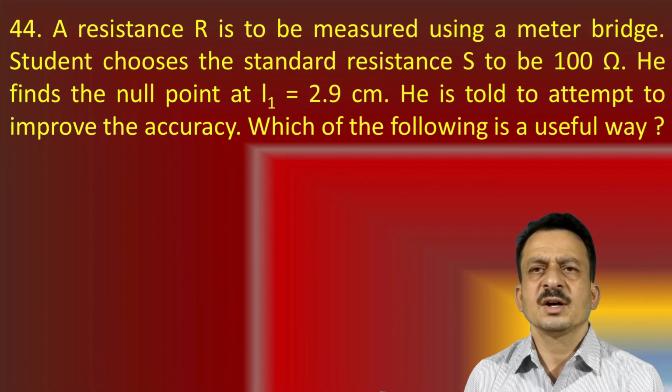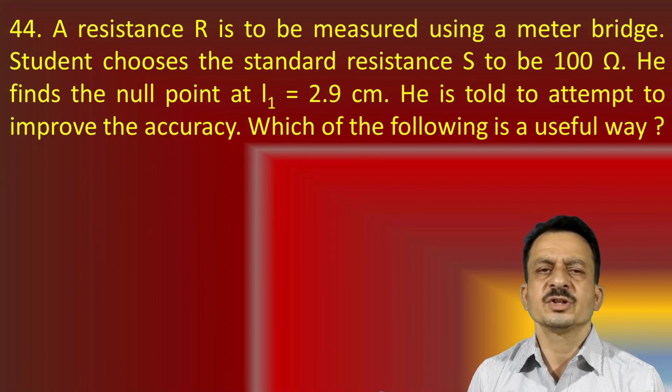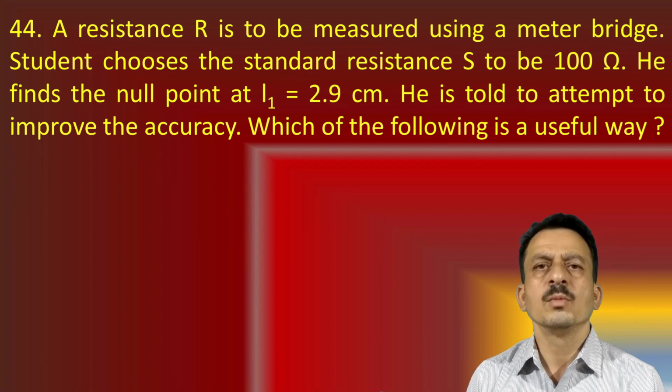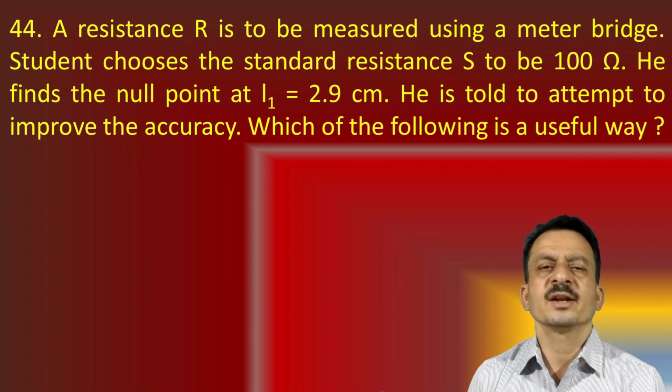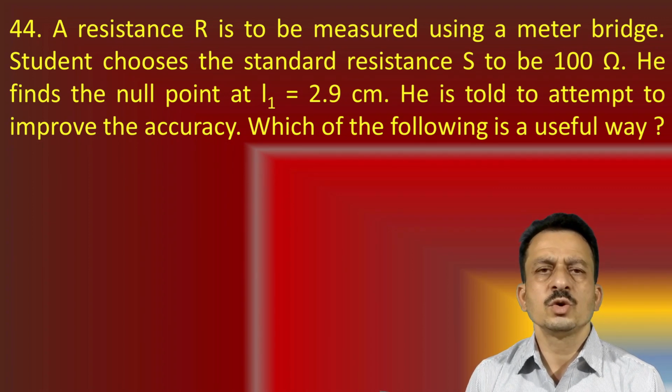A resistance capital R is to be measured using a meter bridge. The student chooses the standard resistance S to be 100 ohm. He finds the null point at L1 equal to 2.9 centimeter. He is told to attempt to improve the accuracy. Which of the following is a useful way?